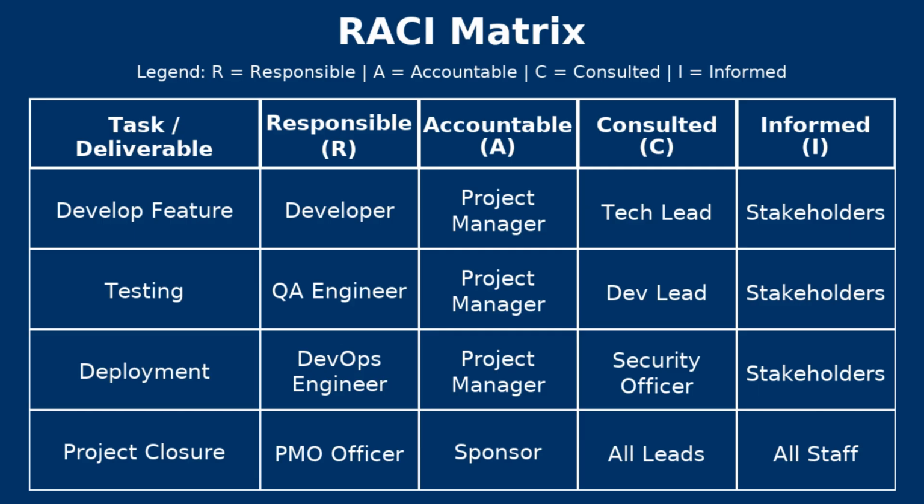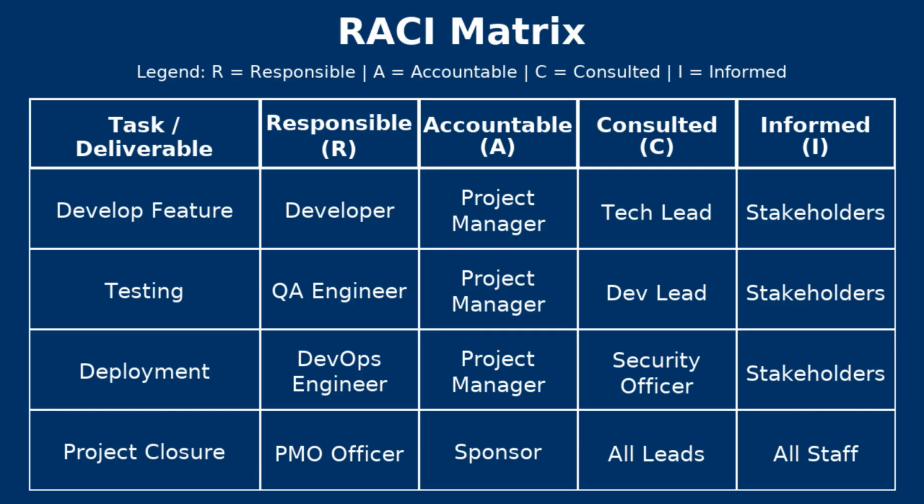We move on to the next task, which is called deployment. DevOps is going to be responsible for this task. They are going to execute the release. The project manager is going to be accountable for this task. The project manager will own the delivery. The security officer will be consulted for this task. The security officer is the one who is going to validate compliance and risk. Stakeholders and end users will be informed. They will get notified about new features.